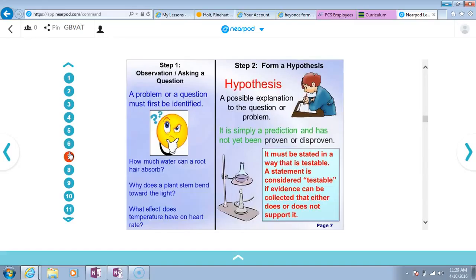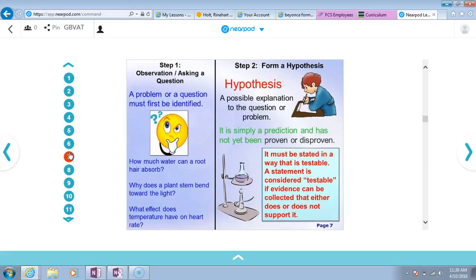All right, step 1, observation, asking a question. A problem or a question must be identified. Again, you must have some type of problem or question in order to formulate the different components of the scientific method. For example, how much water can a root hair absorb? Why does a plant stem bend toward the light? What effect does temperature have on heart rate? These are questions that can be tested.